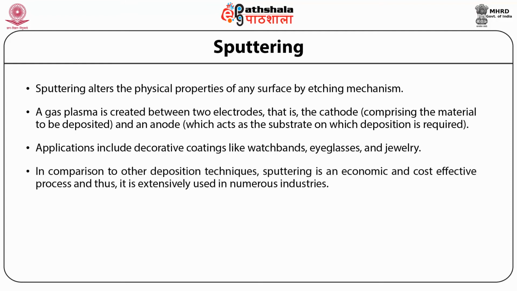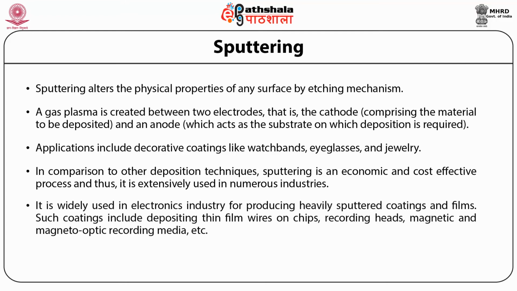In comparison to other deposition techniques, sputtering is an economic and cost-effective process, and thus it is extensively used in numerous industries. It is widely used in electronics industry for producing heavily sputtered coatings and films. Such coatings include depositing thin film wires on chips, recording heads, magnetic and magneto-optic recording media, etc.